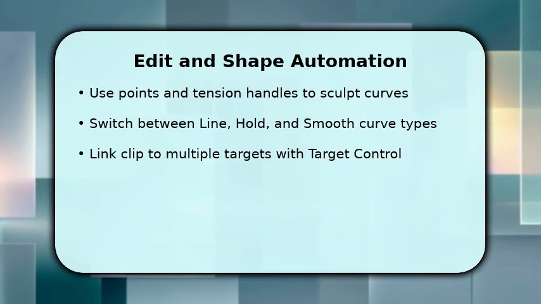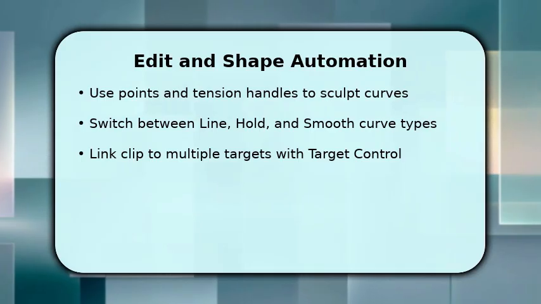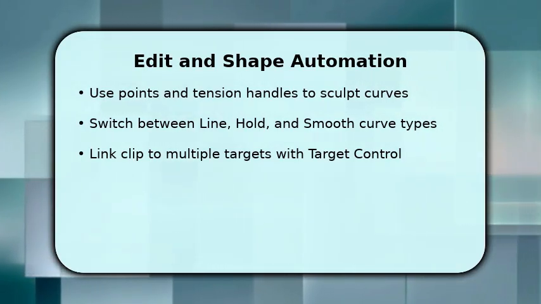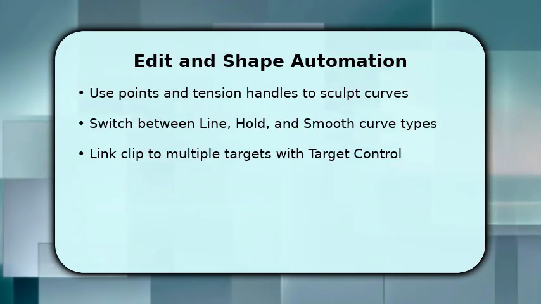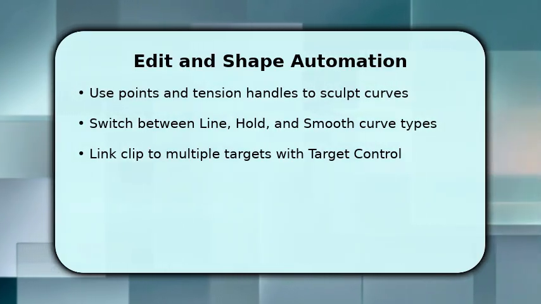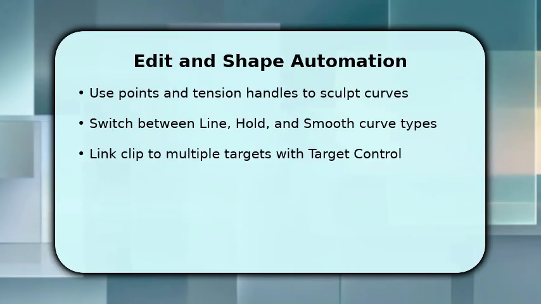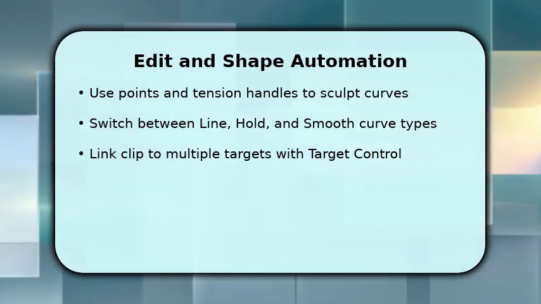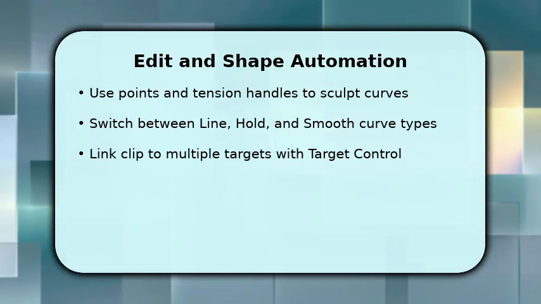Now refine the motion. Add points by right-clicking the envelope and drag them to create ramps or steps. Use tension handles to smooth transitions or create sharp cuts where needed. If you want rhythmic gates, switch to hold mode. For gradual changes, choose smooth. You can also copy and paste envelope segments between clips to reuse patterns.